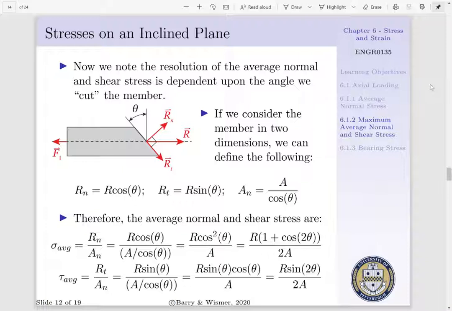Our average shear stress is expressed as R sub t, which is our transverse or tangential internal reactionary force per A sub n. R sub t is equal to R sine theta, and A sub n is A per cosine theta. This is equal to R sine theta cosine theta per our cross-sectional area, which is equal to R sine 2 theta per 2A.